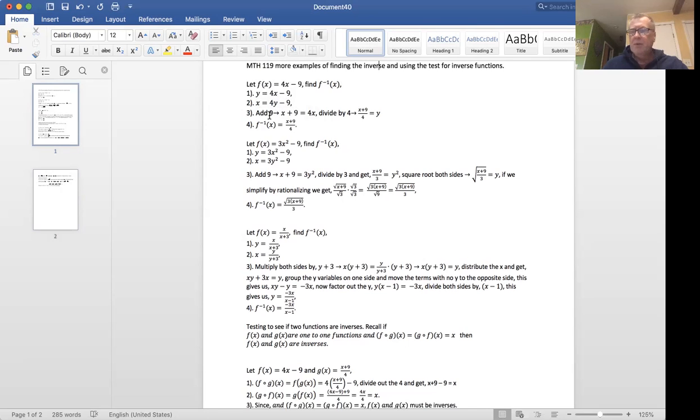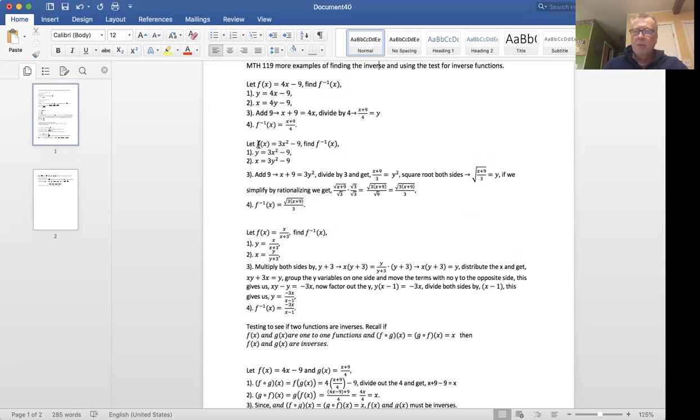The third thing we do is we use algebra to isolate the y. So to do this for this problem, I add 9 to both sides and get x plus 9 equals 4y. Then we divide both sides by 4 and get x plus 9 over 4 equals y. Once you have that y isolated, that y is actually the inverse function of f. So f inverse of x equals x plus 9 over 4.